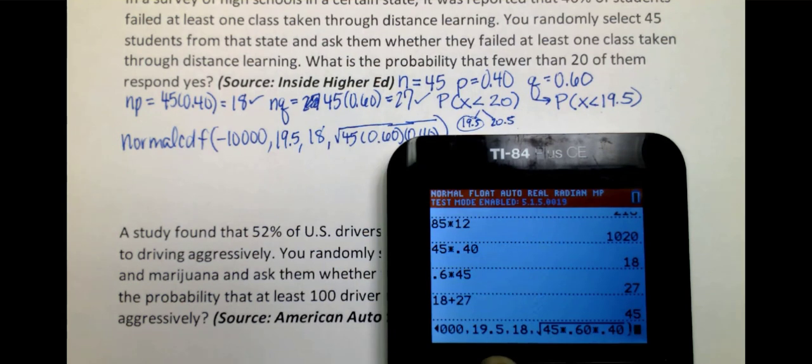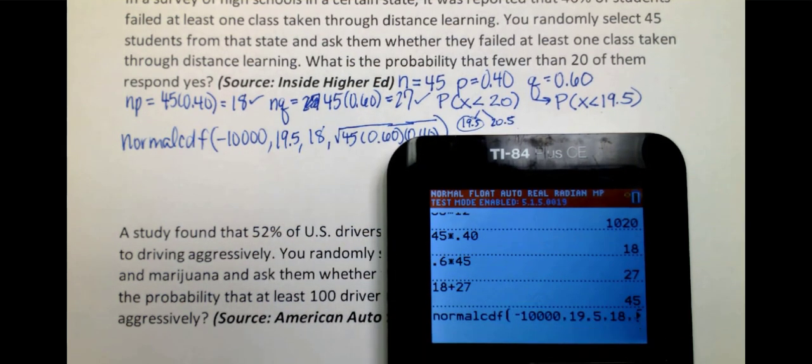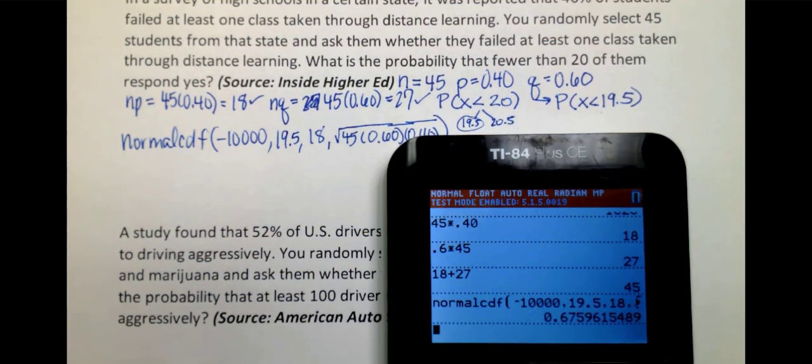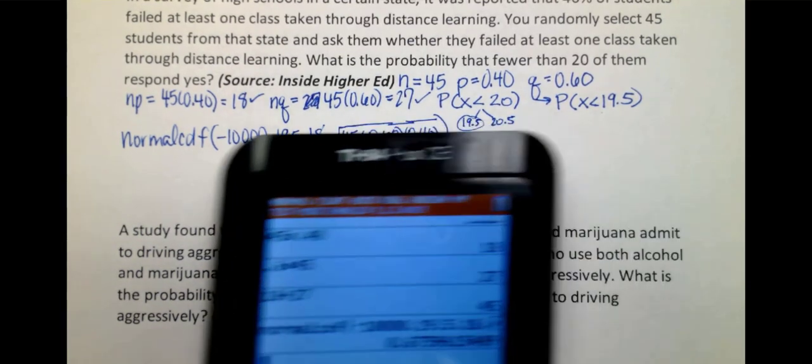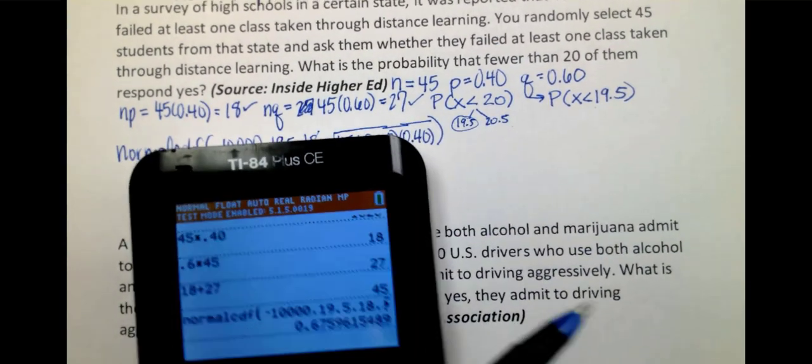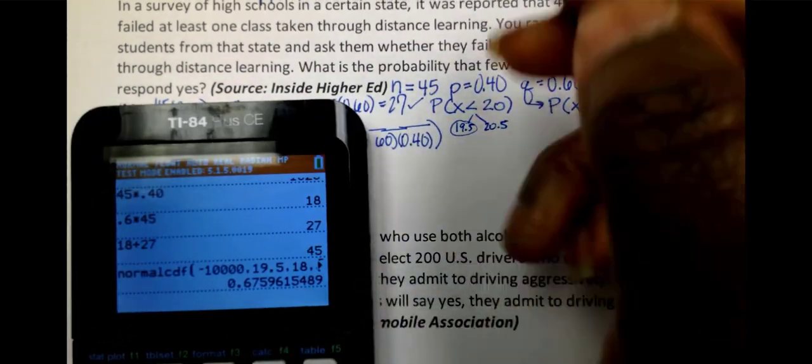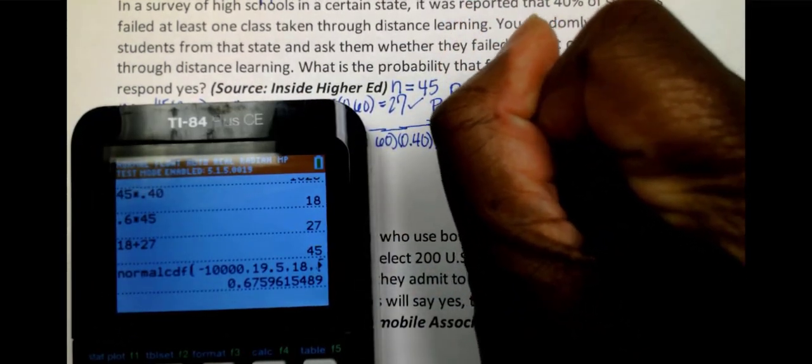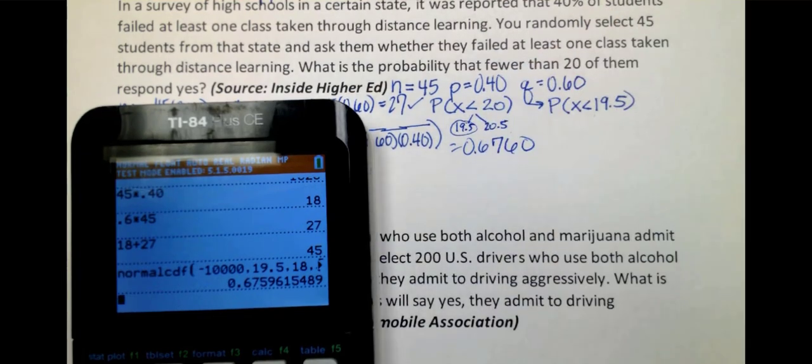Alright, 19.5, 18, 45, 0.60, 0.40, 0.6760. So be careful with that rounding.